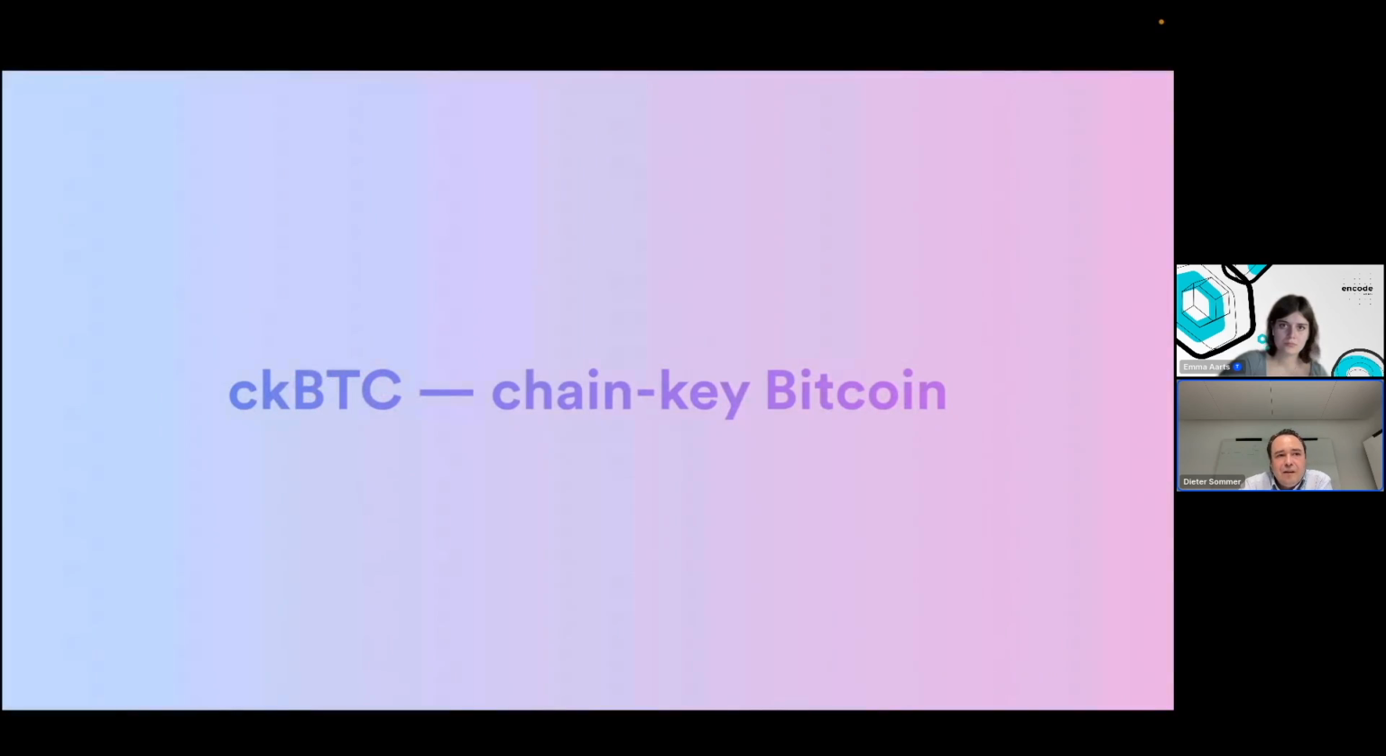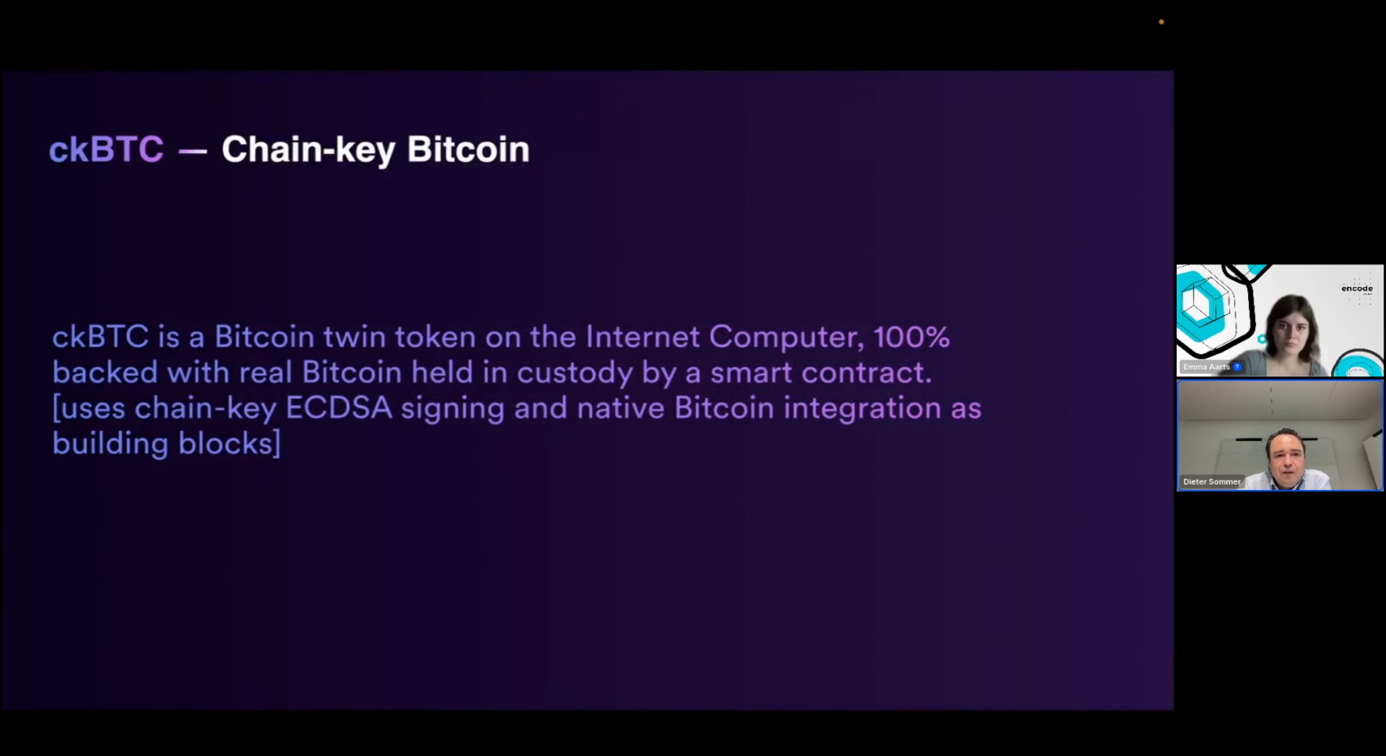Now there's been one powerful application built by DFINITY. Many other people built other applications, but one has been built by DFINITY, which is ckBTC, the Chain-key Bitcoin application that builds on top of this Bitcoin integration. Now, Chain-key Bitcoin is a Bitcoin twin token on the Internet Computer, which is 100% backed with real Bitcoin, which is held in custody by a smart contract on ICP. And it uses this Chain-key ECDSA signing that I explained before, and this native Bitcoin integration I explained just now as its building blocks. Now let's look at it in a bit more detail.